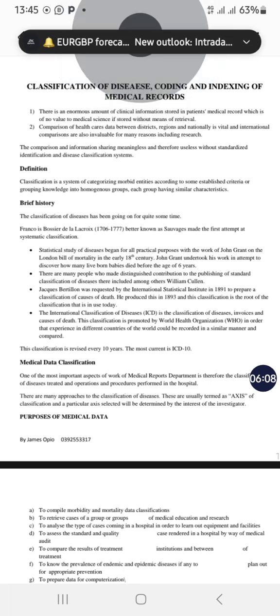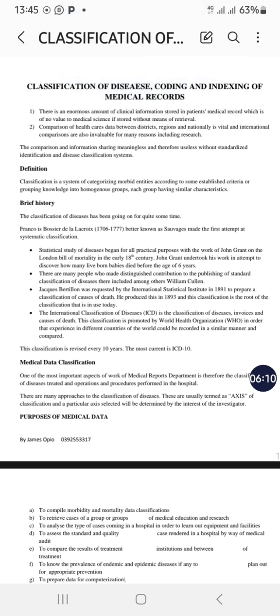So John Grant undertook his works in an attempt to discover how many live-born babies died before the age of 6 years. So his concern was trying to look at the number of babies that die below 6 years of age. You get the point? And that was basically made in the 18th century.